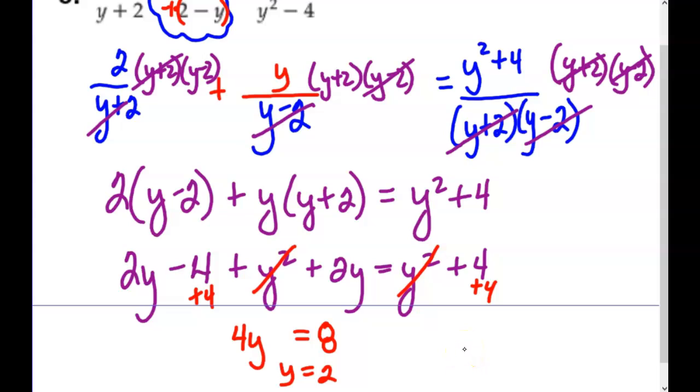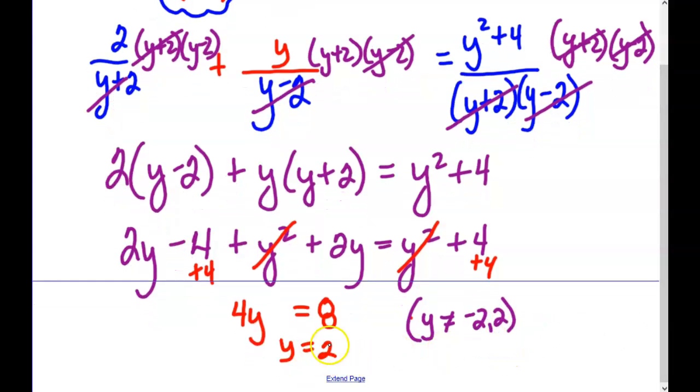Anybody's little alarm going off? Can y be 2? No, y would make this denominator 0. Actually, both this one and this one. So y equals 2 does not work. Okay, so I'm going to write here just so we knew, y was not allowed to be 2 or -2. So therefore, this does not work.